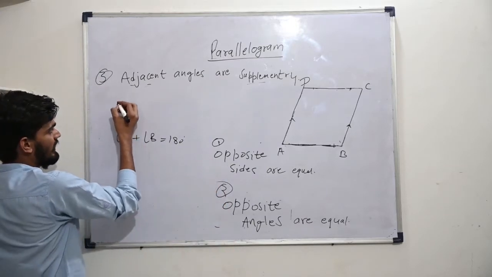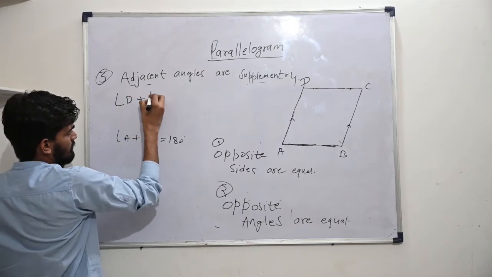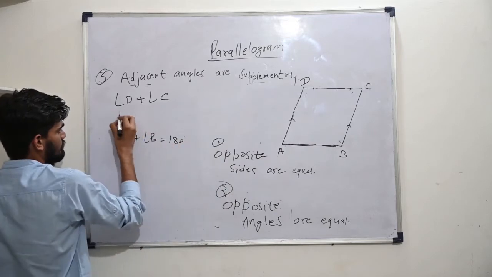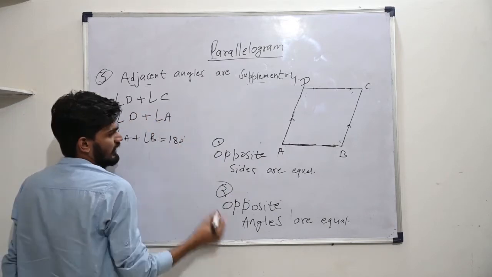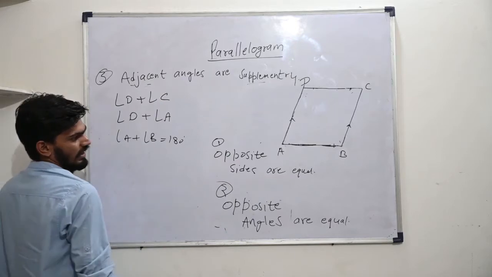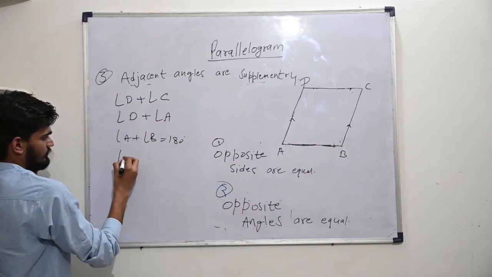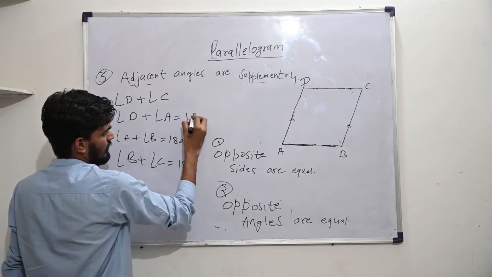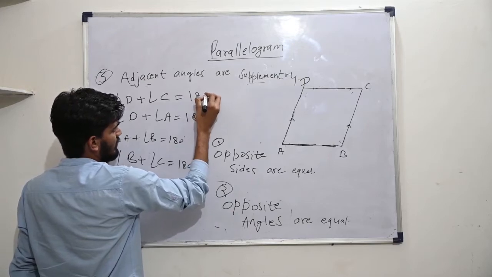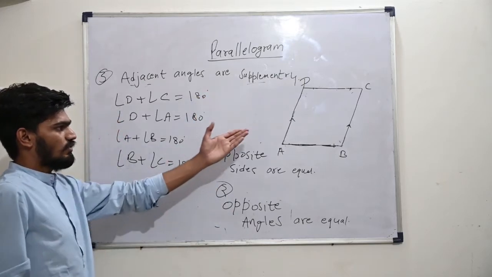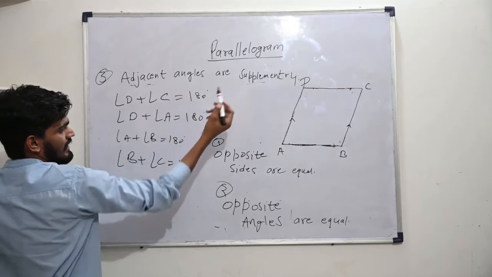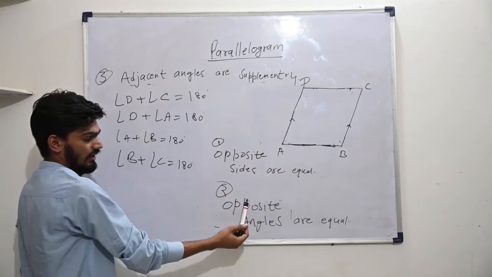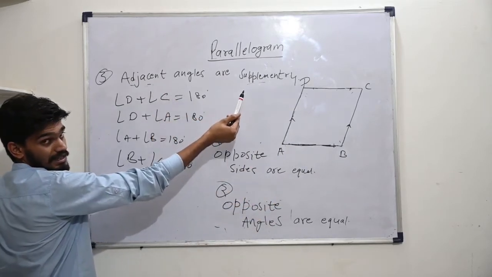A plus B is equal to 180, angle D plus C, then angle D plus A. We have already taken angle A and B here, and angle B and C. So they all will have a sum of 180 degrees. Alright. So that's what the third property of parallelogram is. Adjacent angles are supplementary. Okay. So till now we have discussed: first property, opposite sides are equal; opposite angles are equal; adjacent angles are supplementary.